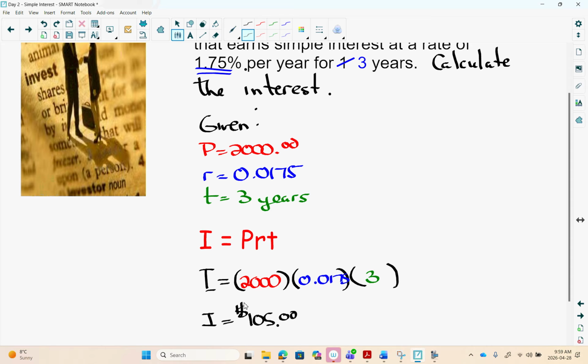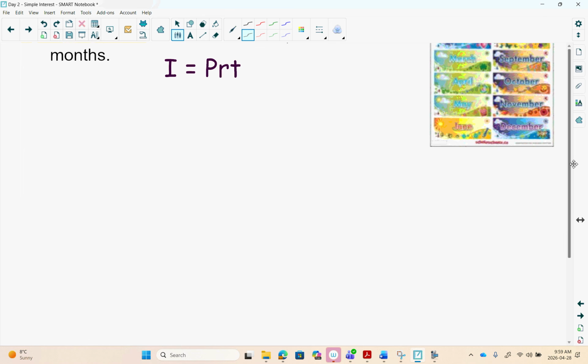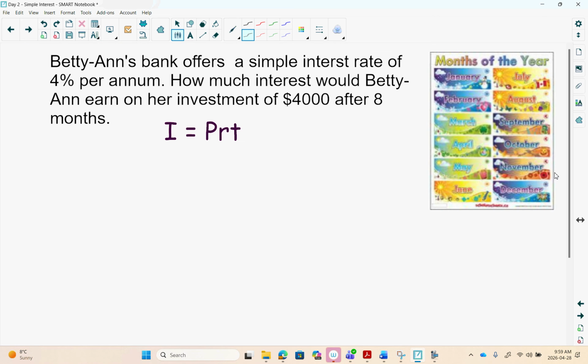So the questions don't really change that much. The formula stays the same. They just might ask you to figure out the principal, or they might ask you to figure out the rate, or they might ask you to figure out the time, or they might give you the time in months or days. So here's a question where they use months instead of years.